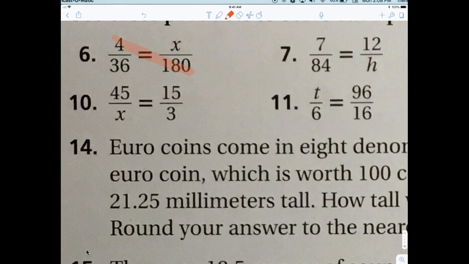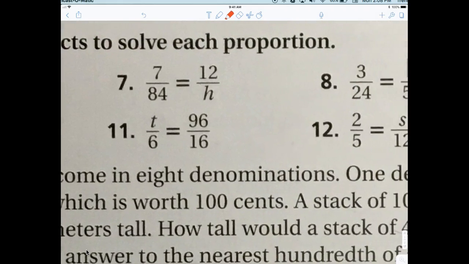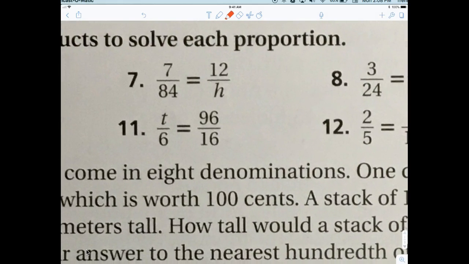So you know how you did the 480 divided by 4 times 180? Every one of them can be done that way. It'll be easy. But I would prefer you look here, right? Everybody look at number 7. So I don't care about writing the proportion. I care about writing the equation.